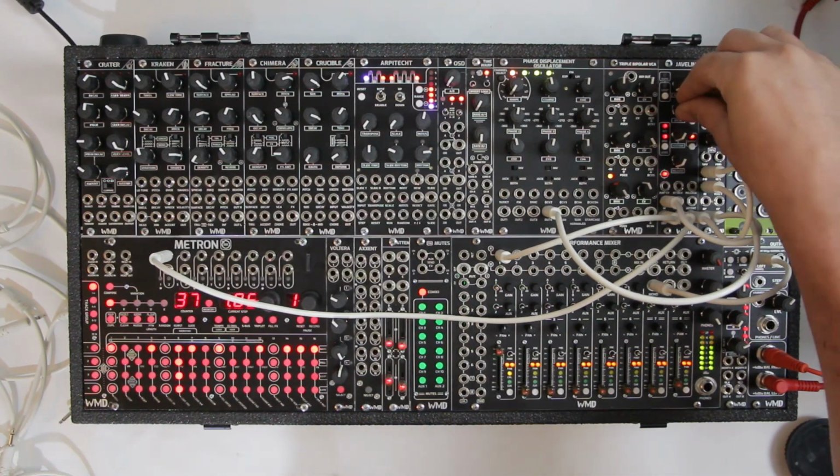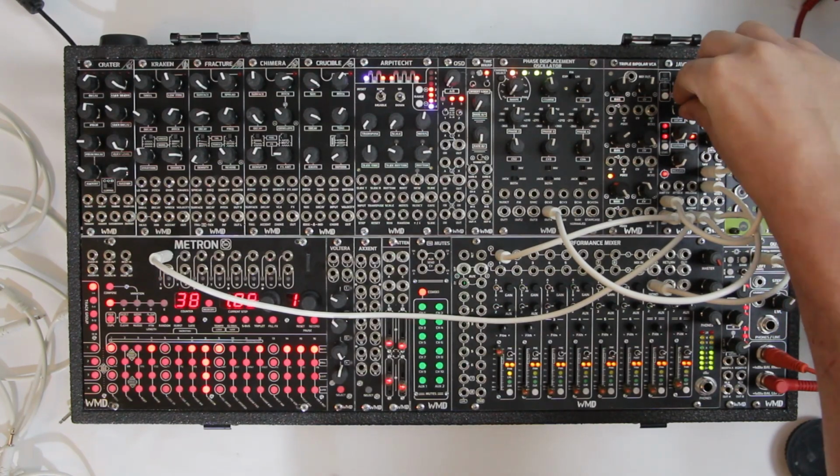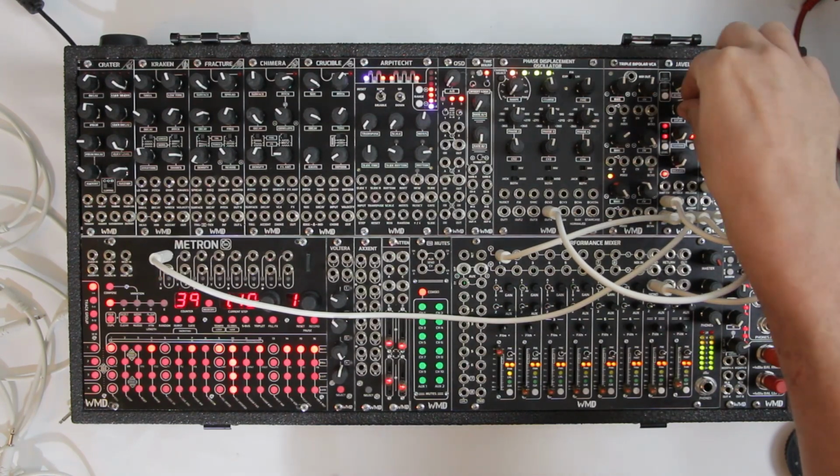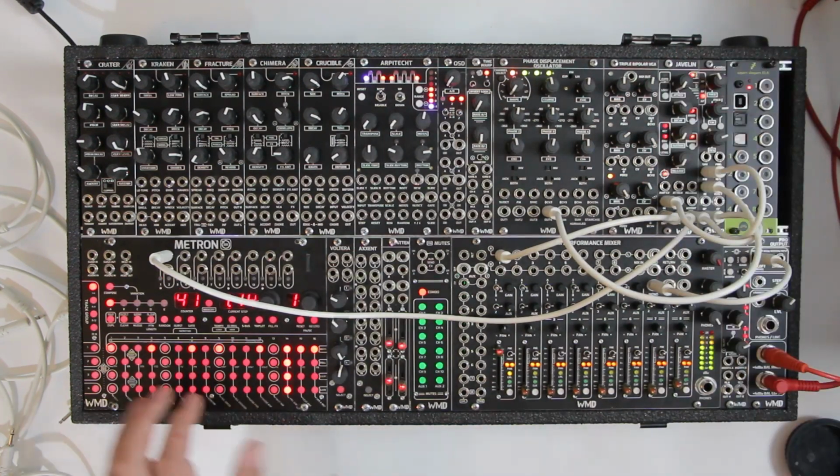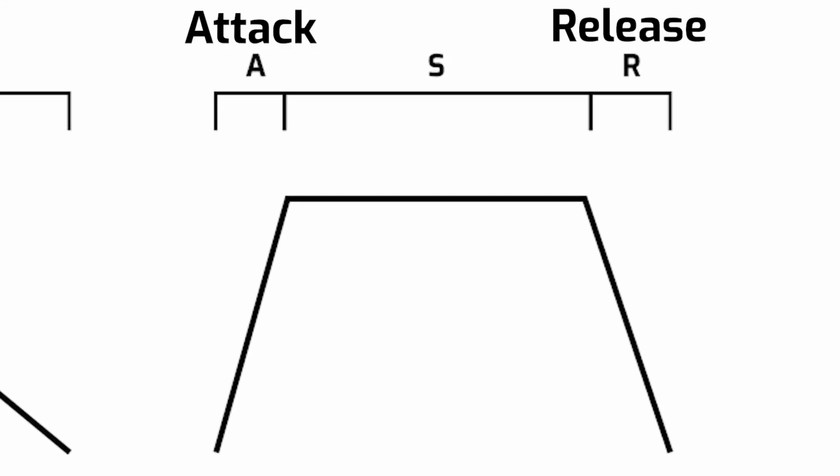And now you want to use the decay knob to control the length of the decay. Alright, so that's an AD envelope. That's attack decay. So now let's go to an attack release envelope.